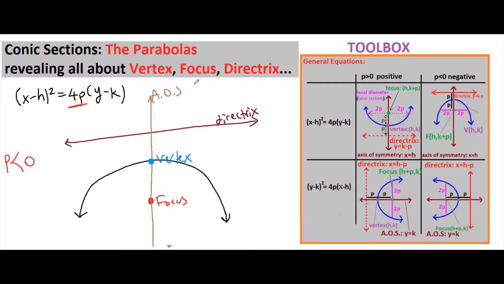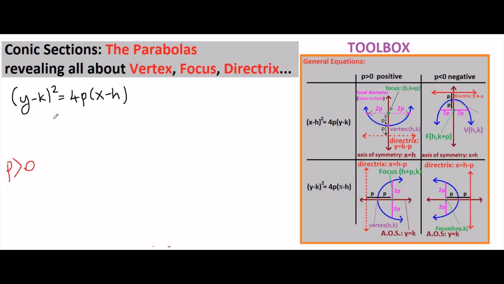The axis of symmetry is a vertical line, so x equals some number will be the equation. Our directrix is horizontal here, so y equals some value. Our vertex is negative h, negative k in the equation here. Our focus is p units away from the vertex, and our directrix is p units away from the vertex. And this is our focal diameter. 2p to the right, 2p to the left.